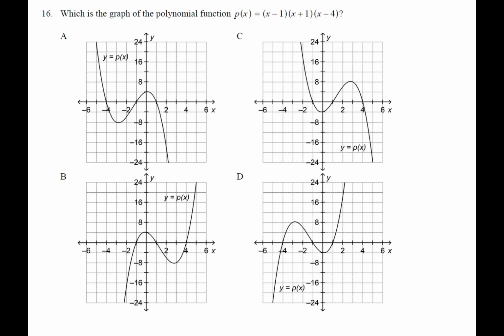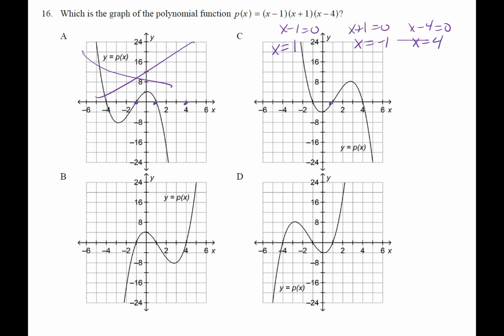All right, we've got to find the graph of the polynomial. So the best thing I can do is start by looking at the zeros. Remember to calculate your zeros. You're going to set each one of these factors equal to 0 and solve for them. So I've got x equals 1, x equals -1, and x equals 4. So I'm going to look for those things on the graph. I'm looking for 1, -1, and 4. Definitely not graph A.